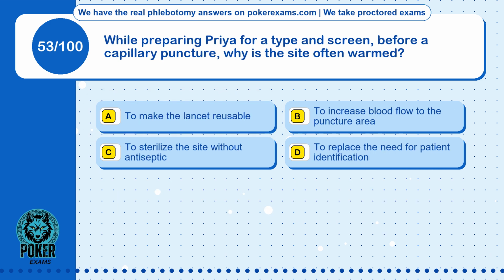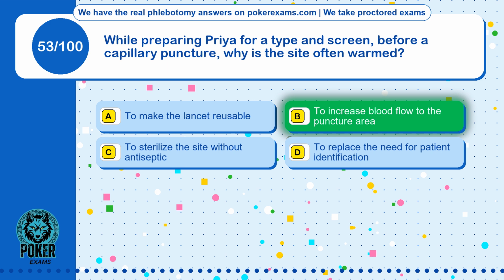Question 53. While preparing PREA for a type and screen, before a capillary puncture, why is the site often warmed? Option A. To make the lancet reusable. Option B. To increase blood flow to the puncture area. Option C. To sterilize the site without antiseptic. Option D. To replace the need for patient identification.